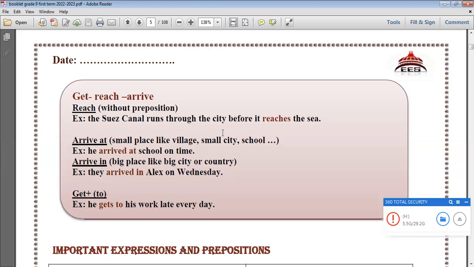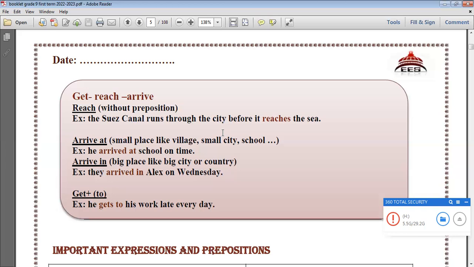Arrive in, we use it with a big place like a big city or a country. You can say they arrived in Alexandria on Wednesday. Arrived in Alex. Alex is a big city. So actually we're gonna use arrive in.